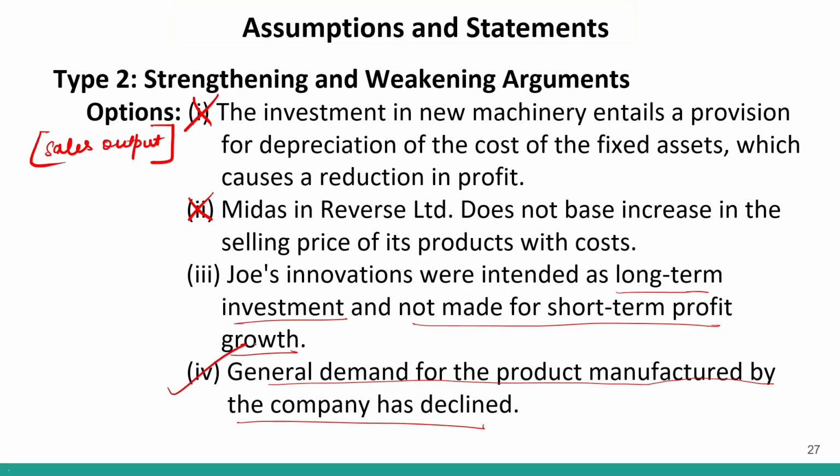So option number 4 will be the correct answer, which would weaken the argument. Option number 4 will completely weaken the argument. So this will be the answer, that is option number 4. Okay, this will be the correct answer.